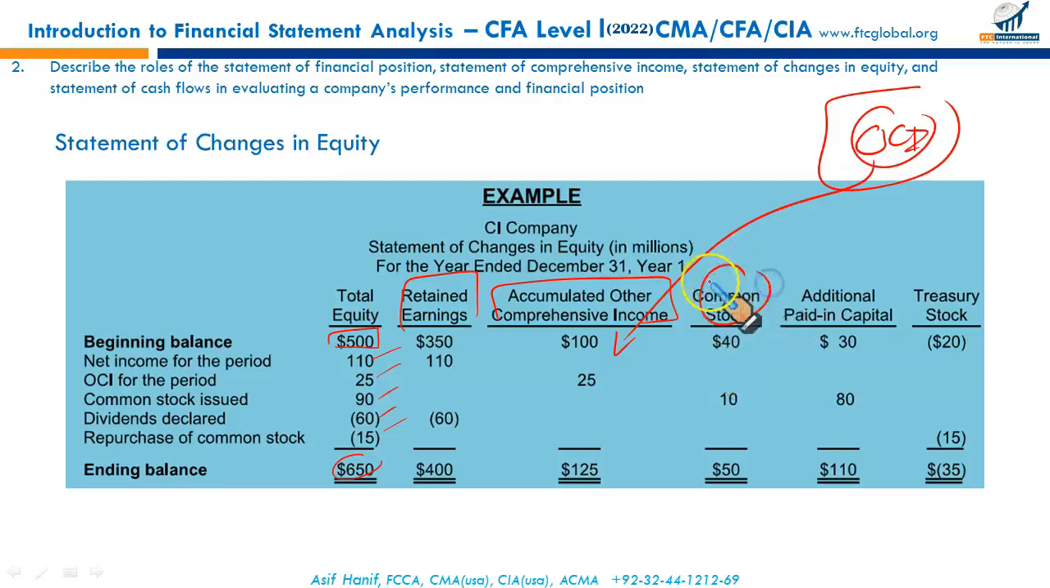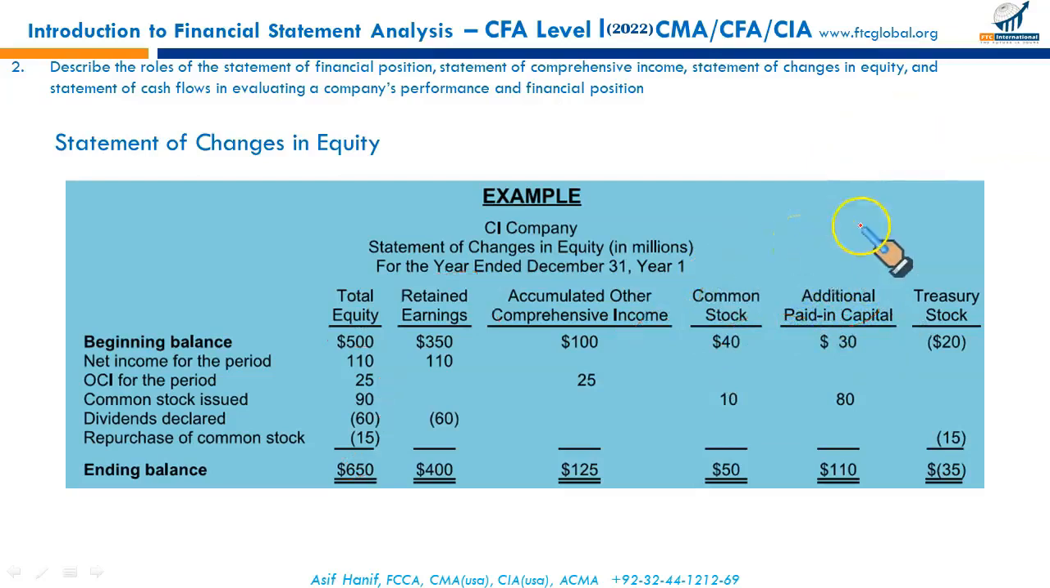Common stock is a part of equity. Additional paid in capital is called share premium in India and Pakistan, but in the US the term they use is additional paid in capital. And treasury stock, these are the shares that the company has bought. Company's own shares which the company has purchased from the market are reported as a contra account in your equity.